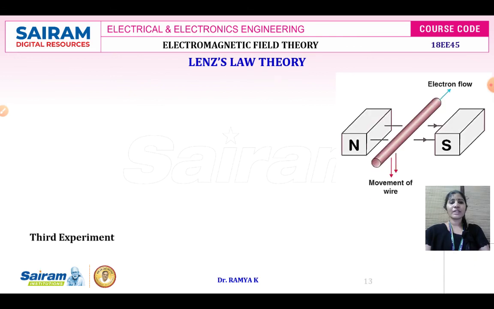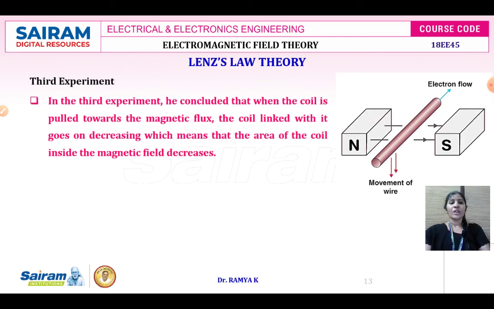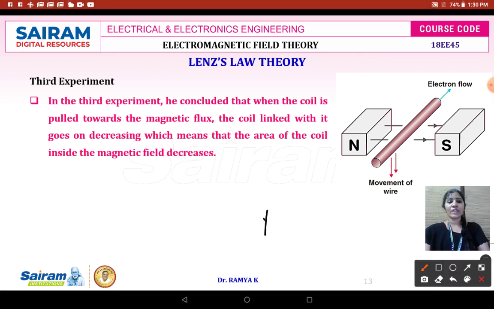Now the third experiment deals with the coil when it is pulled away from the magnetic flux. When you pull this particular conductor or coil away from your magnetic flux, the flux linked with it goes on decreasing, which means the area of the coil inside the magnetic field will decrease. When you change the conductor position, the flux will get changed, which in turn also depends upon the area. Based on this formula, B is equal to phi divided by A.